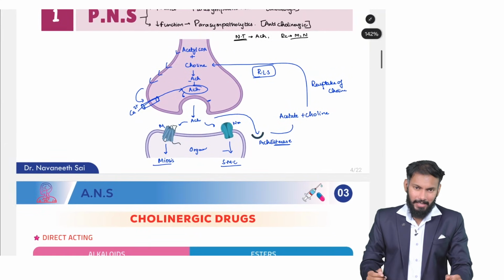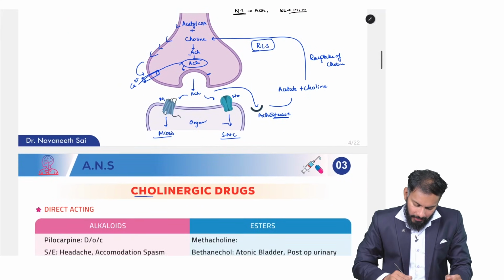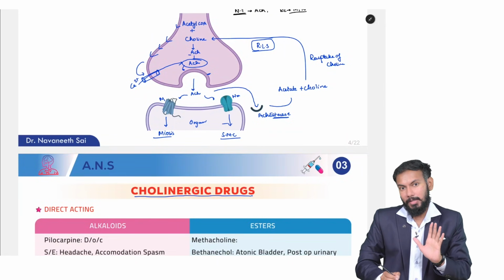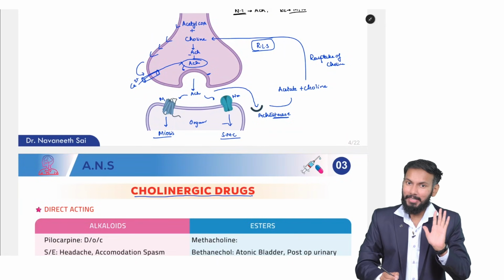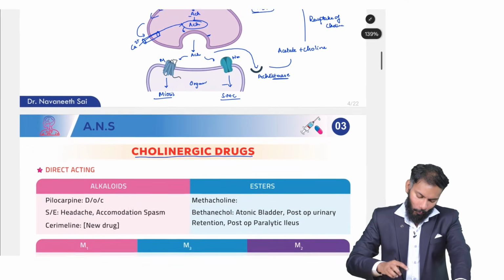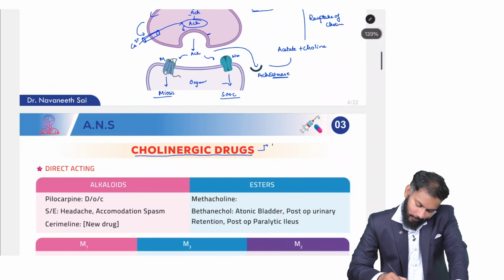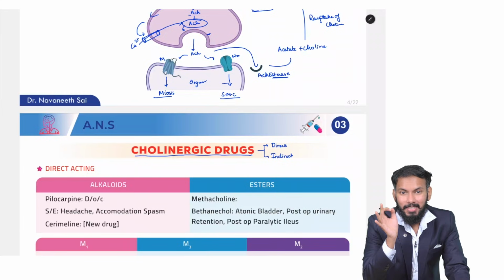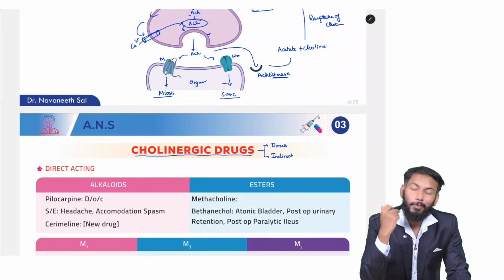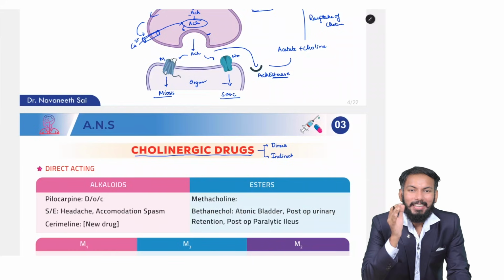Now, let us start with the drugs called cholinergic drugs. They are also known as parasympathomimetics. In these drugs, there are two classes. What are those two classes? First class is direct acting drug. The next class is indirect acting drug. Try to understand this mechanism. If you know this, you know almost entirety of pharma in this just one concept.